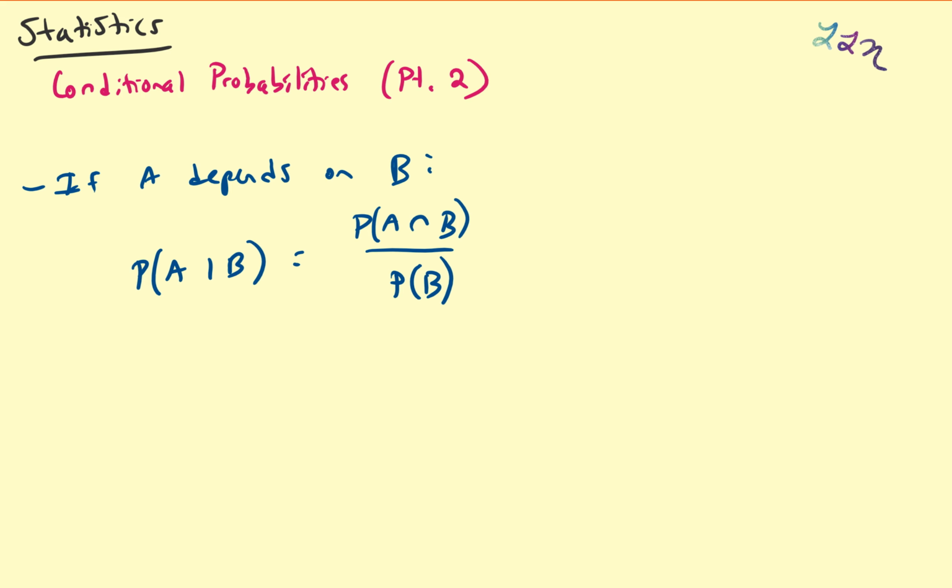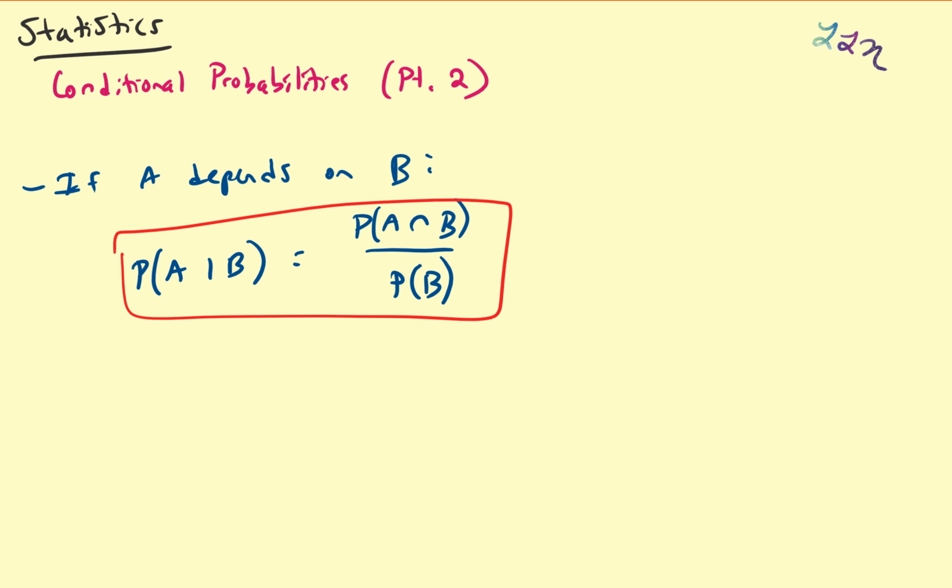Pretty much here, B is serving as the sample space since it's already occurred, and the probability of A is equal to the probability of A and B occurring. B has already occurred, so that probability does exist, and you just divide those two since that's pretty much the probability of A over the sample space of A.